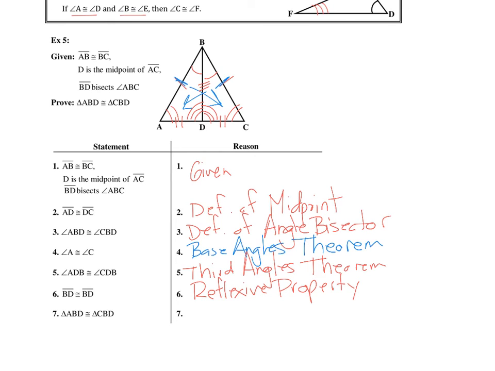All right, so now I've shown that all the side lengths are congruent and all the angles are congruent. So then my reason for stating that the triangles are congruent is that all corresponding parts are congruent. All right, let's do one more example to finish up the lesson.